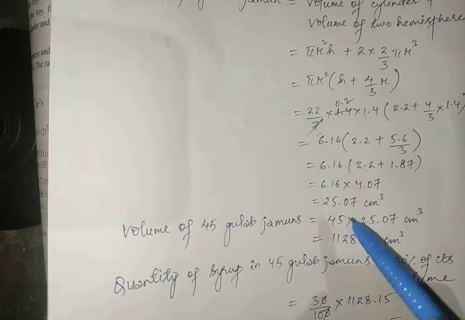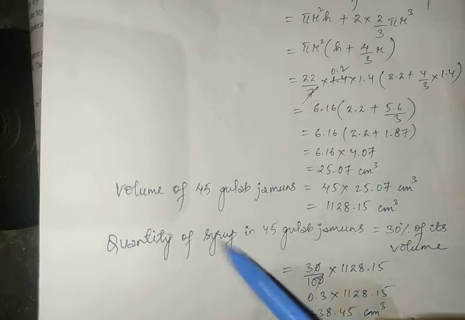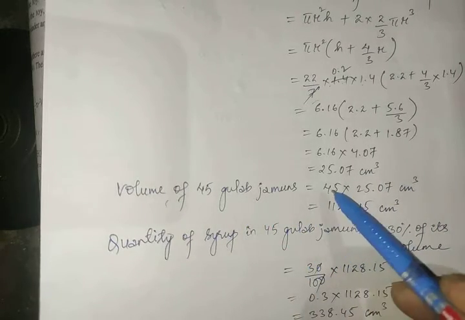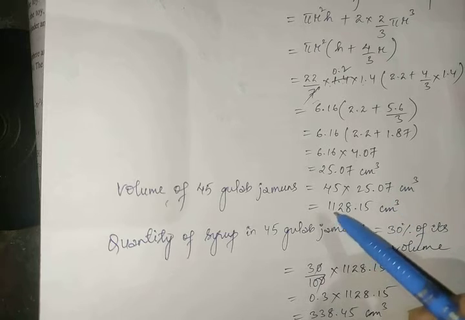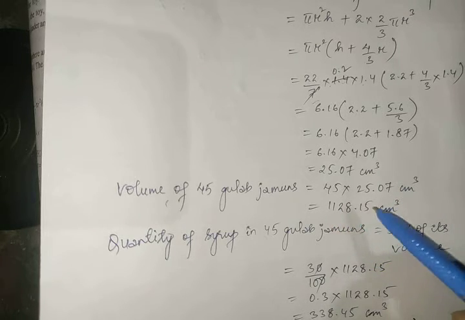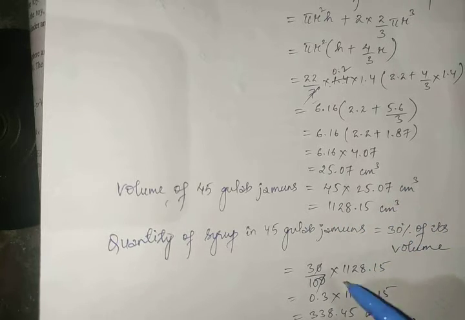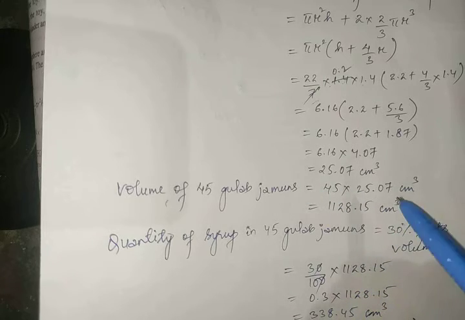We have to find for 45 gulab jamuns. So we'll multiply the volume by 45. Volume of 45 gulab jamuns will be 45 into this volume, 25.07. So that is equal to 1128.15 cubic centimeter. So we got the volume of 45 gulab jamuns.